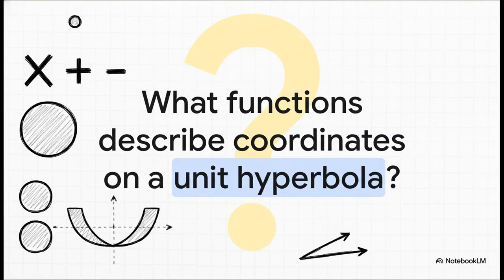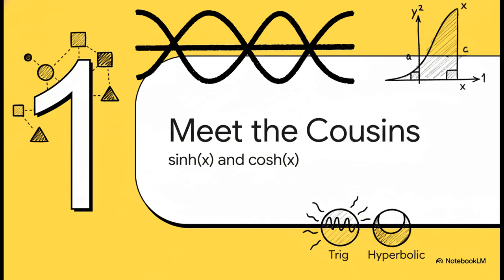What if we just reached in and flipped that plus sign to a minus? Now we've got x squared minus y squared equals 1. That is not a circle anymore. It's a totally different beast called a hyperbola. So, if sine and cosine have the circle covered, what functions take care of this shape? And that, my friends, brings us to the main event, the hyperbolic functions.